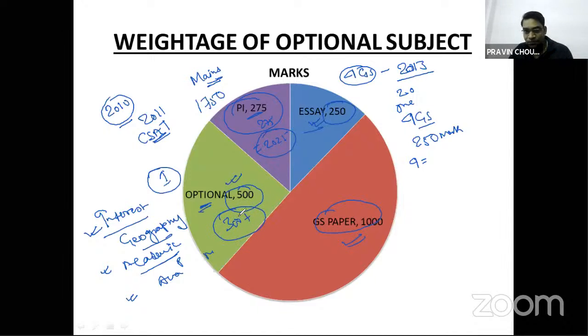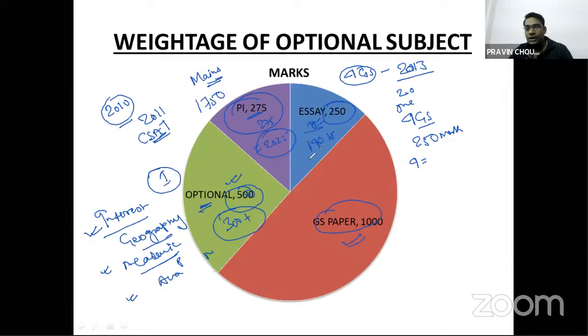And at the same time, if you have good marks in the essay, somewhere around 140 or 150 marks, your variation between 114 and 150, then both the optional paper and the essay paper will give you a very good position in your final list.